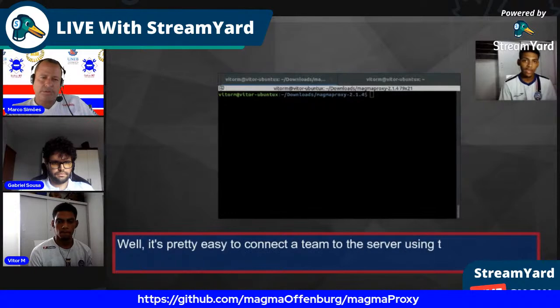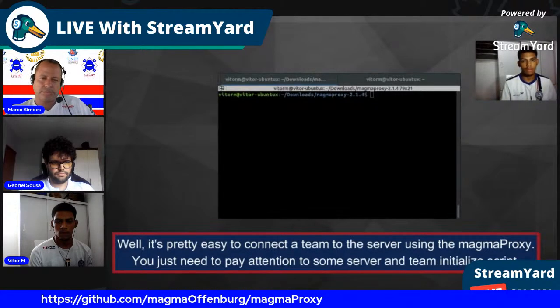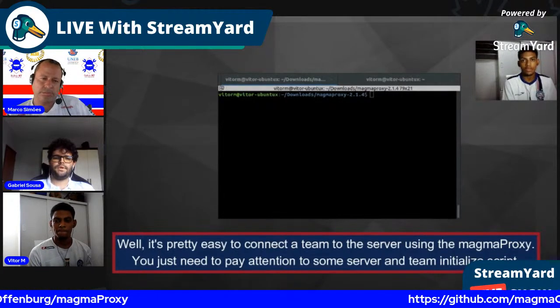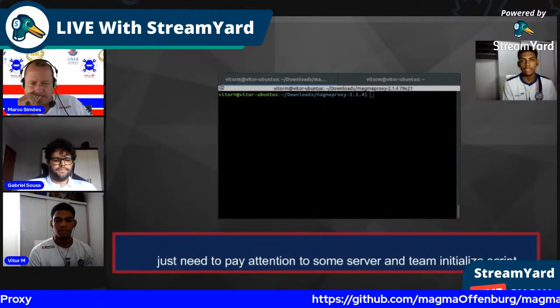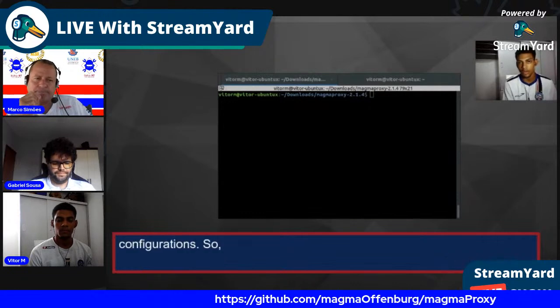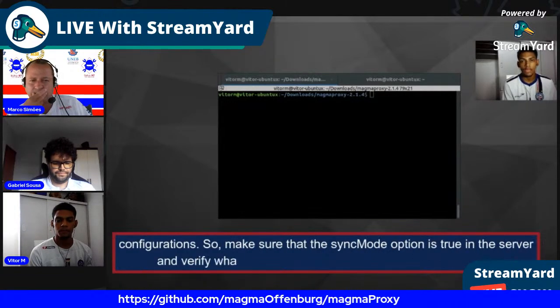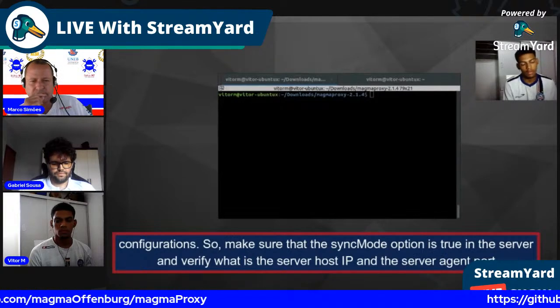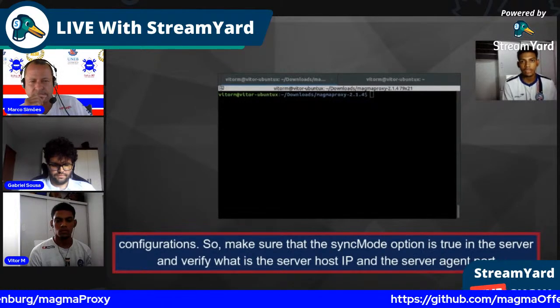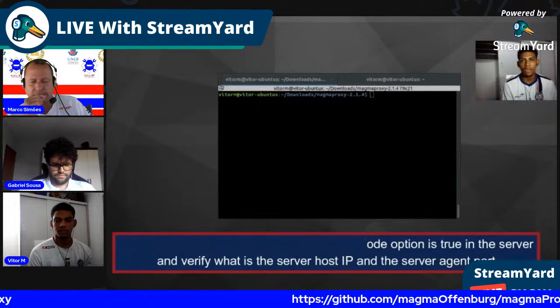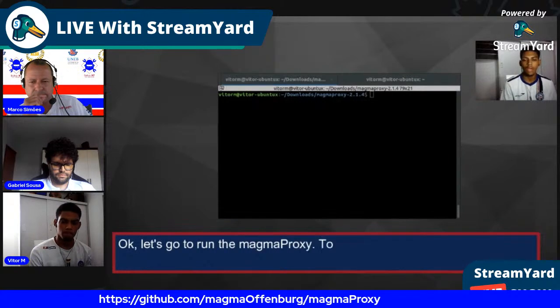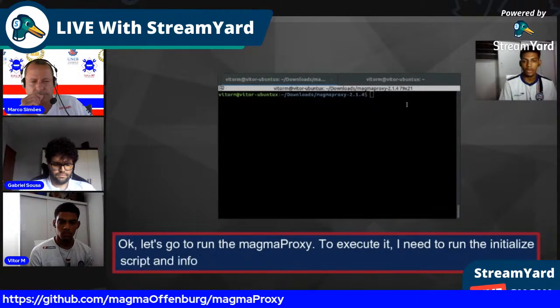Well, it's pretty easy to connect a team to the server using the Magma proxy. You just need to pay attention to some server and team initialize script configurations. So make sure that the sync mode option is true in the server, and verify the server host IP and the server agent port. Okay, let's run the Magma proxy.